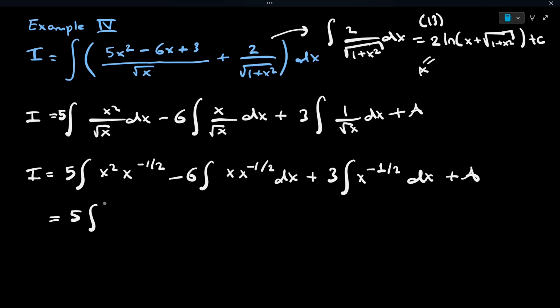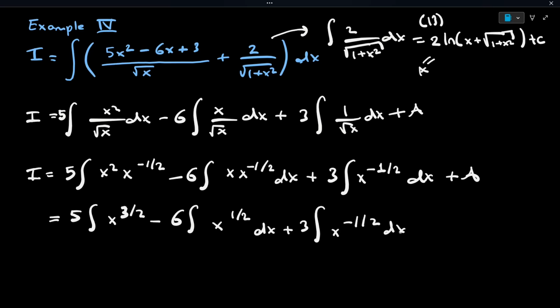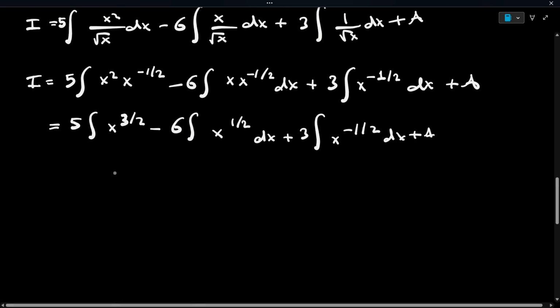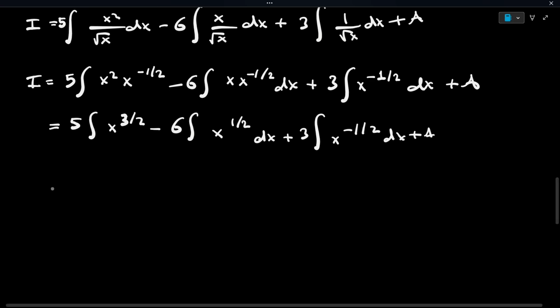2 minus negative 1 over 2, 3 over 2 minus 6 integral. This is 2, so this is 1 over 2 again, plus 3 integral. I just have negative 1 half here. X plus a. Let's start integrating. Wait, did I do anything wrong? Let me check one more time. Looks correct to me. Now I can add 1 to the power and divide it with the power.